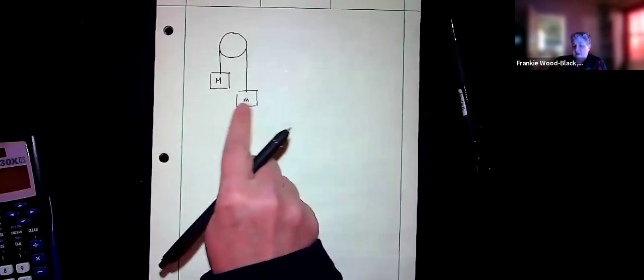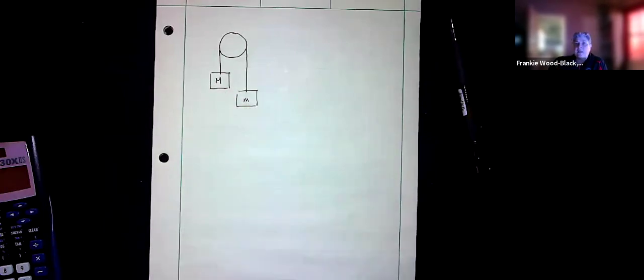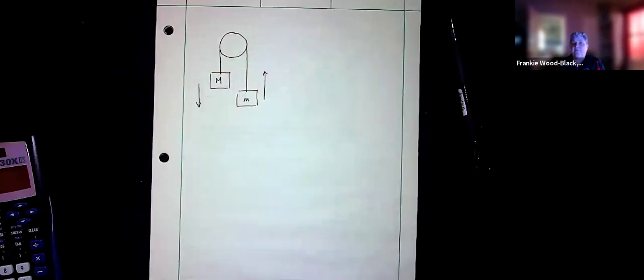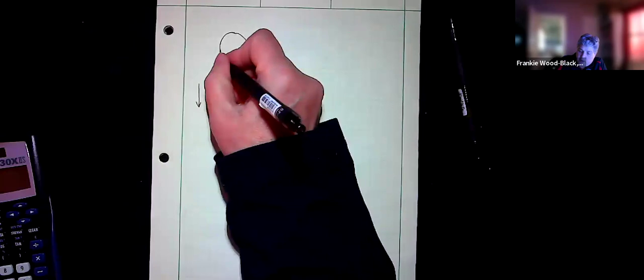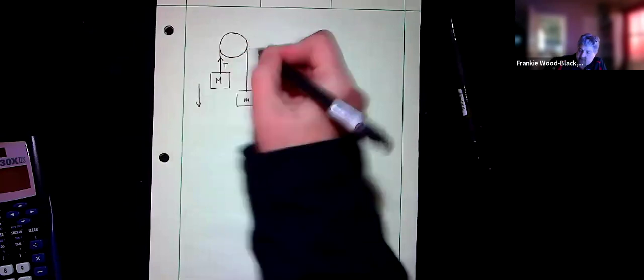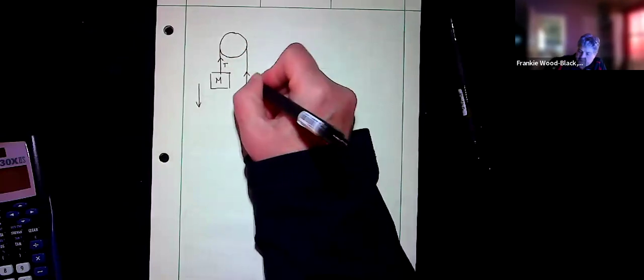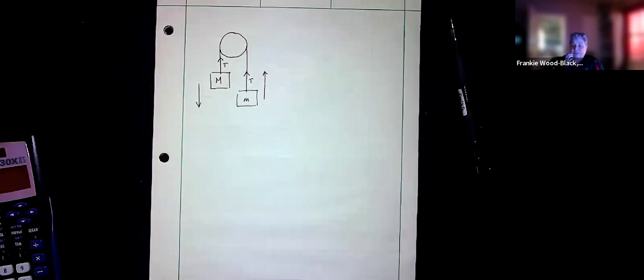And if big M has more mass than little m, and we let it go, we know what's going to happen, because we've played with pulleys before. This side is going to go down, and this side is going to go up. And it's tied together by a rope. We also know something special about this rope, and we're going to call that tension in the rope.